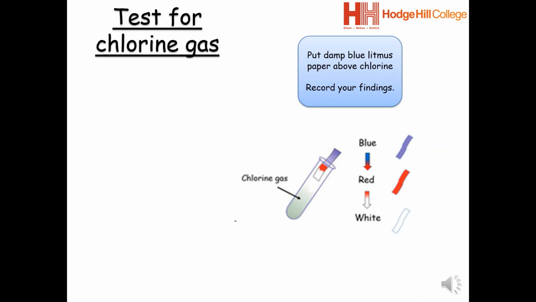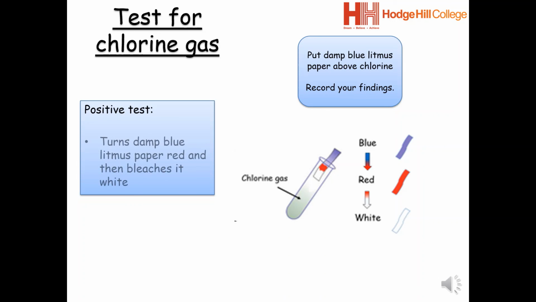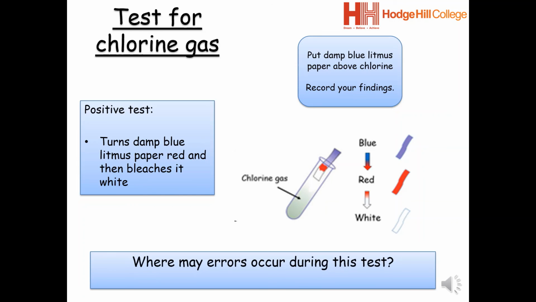When testing for chlorine gas, as shown in the demonstration earlier, we use blue damp litmus paper. A positive test will turn the blue litmus into red and then eventually bleaches it into white. Now, a possible source of error, if your litmus paper isn't damp, you might not see that red color because the water needs to react with the chlorine to form an acidic solution, allowing the litmus to change to that red color. Eventually, the chlorine gas will bleach it, turning it into white.